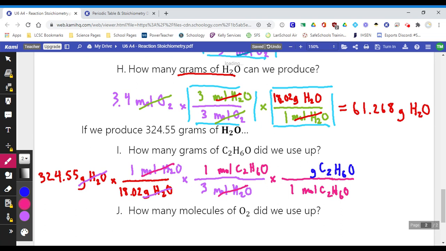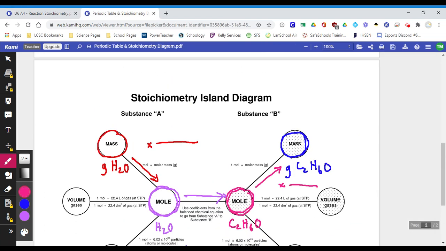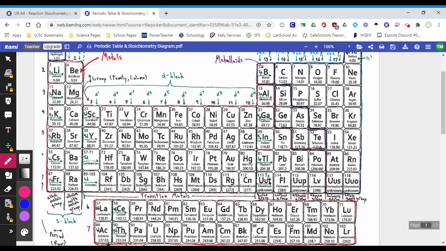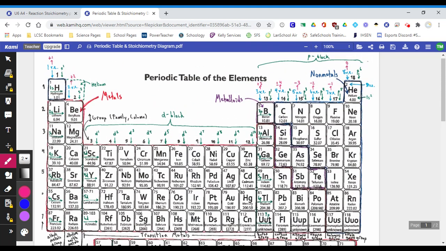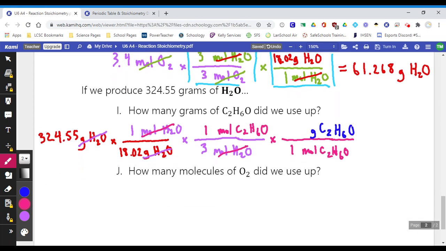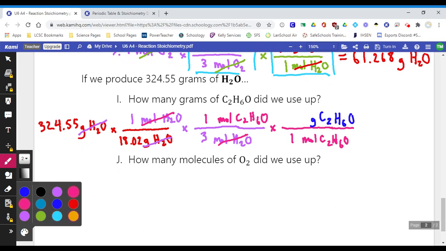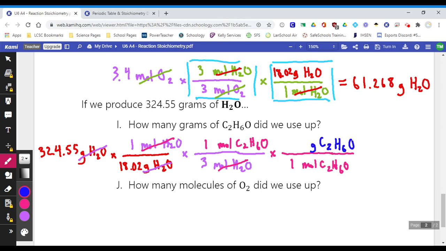So I go to the periodic table, and I'm going to be adding up 2 C's and 6 H's and 1 O. All right, so carbon is 12.01, hydrogen is 1.01, oxygen is 16. All right, so I'm just going to do it up here. So I have 1 carbon, 12.01.